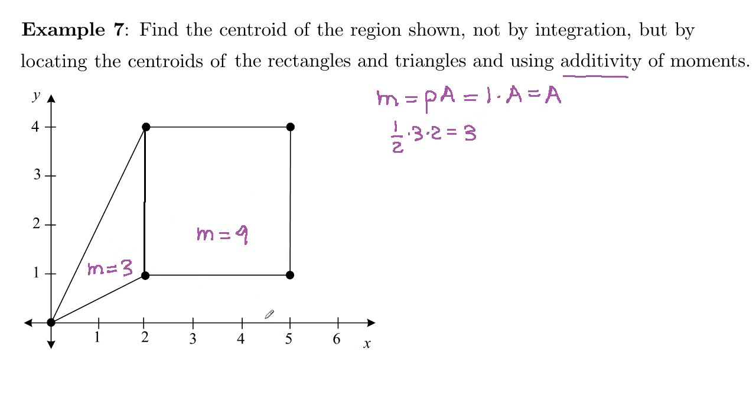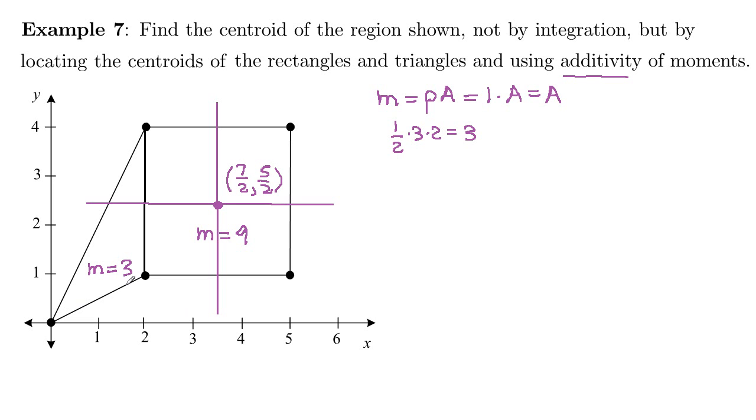And then we can find the centroids here. For the centroid of the rectangle, we've got some lines of symmetry here at 3.5 and 2.5. That's going to give our centroid there. So 3.5 is our x, that's 7/2. And 2.5 is our y, that's 5/2.